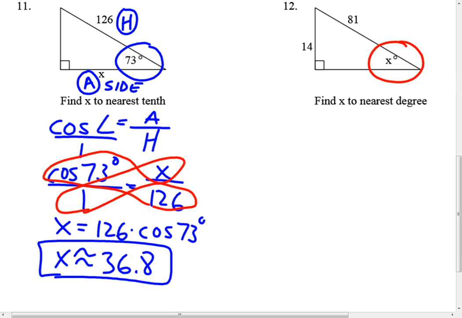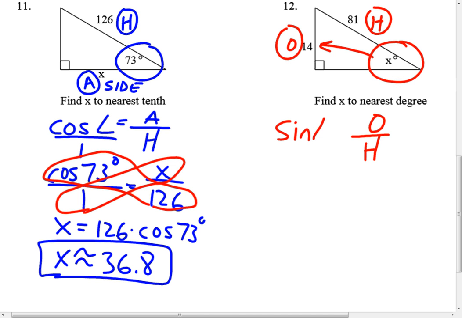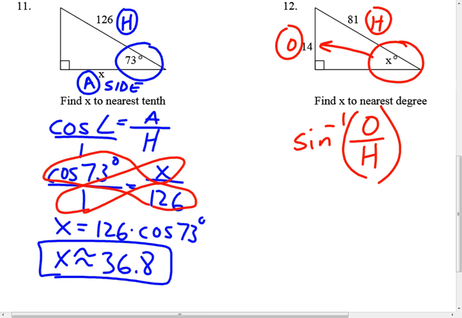Did you circle X degrees? Did you label opposite and hypotenuse? O and H. What's the O and H fraction called? Sine of angle equals O over H. Do I want to use that? No. You use sine inverse. The O and the H go inside the parentheses on that side of the equation. The output is the angle this time.